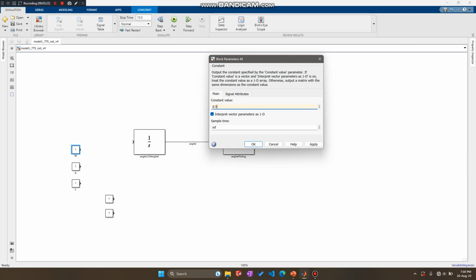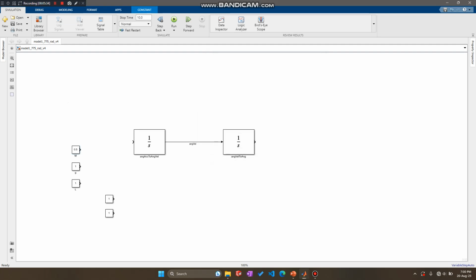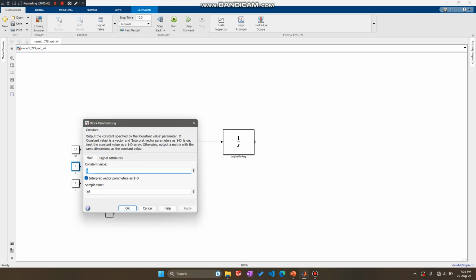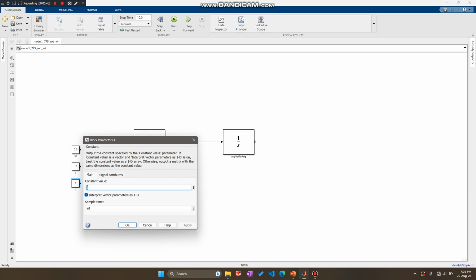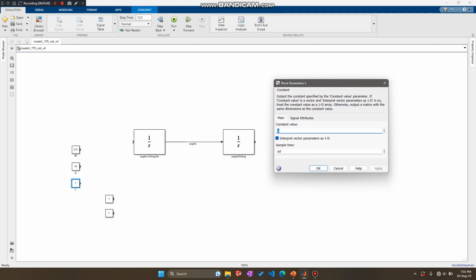If you want to change the study for another case later on, all you have to do is come back, double click on this block and change the value. And the value will be displayed in the block as well. G is 10 meters per second squared in SI units. L is another system parameter that we can change. For this case, we'll keep it at 200 millimeters, which is 0.2 meters in SI units.